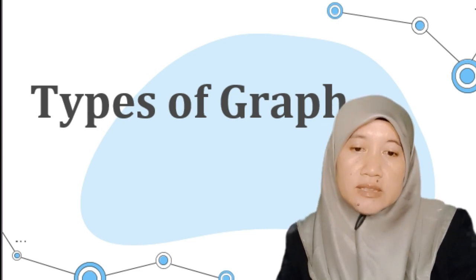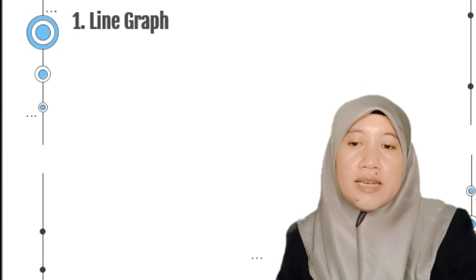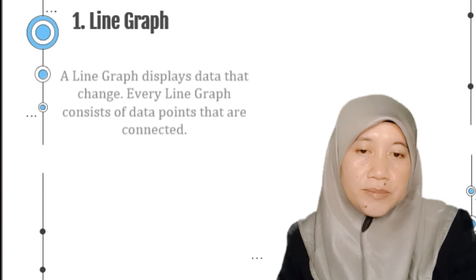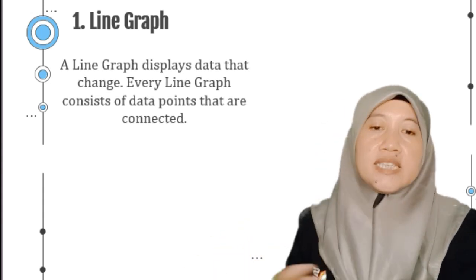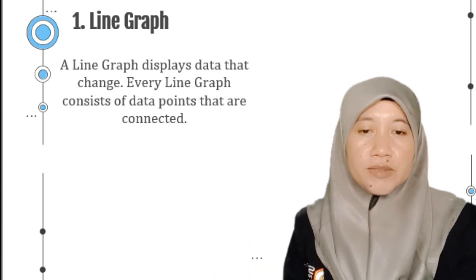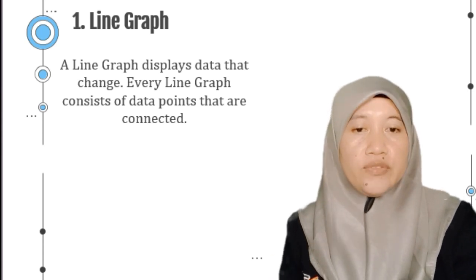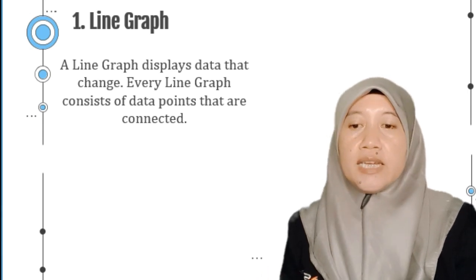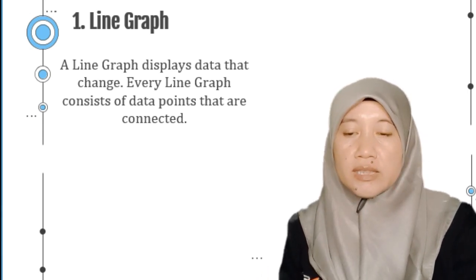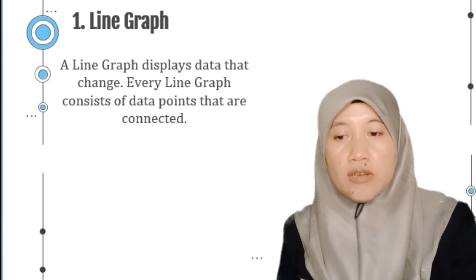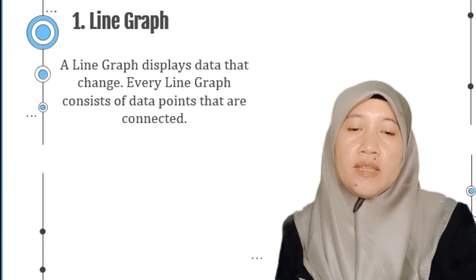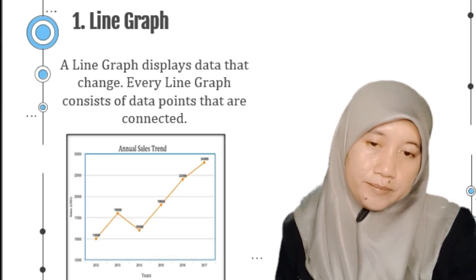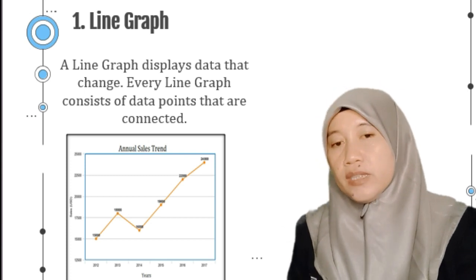The first, line graphs. Line graphs display data that change over time. A graph consists of data points that are connected. The purpose of connecting them with lines is to help illustrate a trend, for example a change or other pattern. And then here is the picture, the example picture of a line graph.